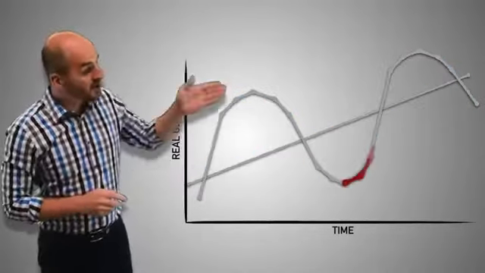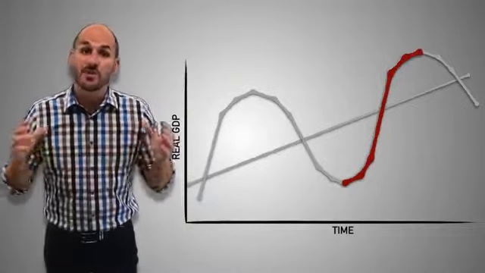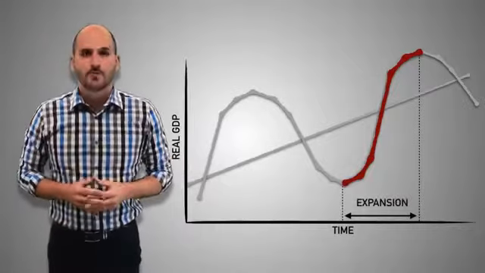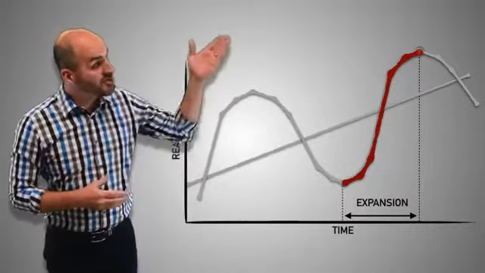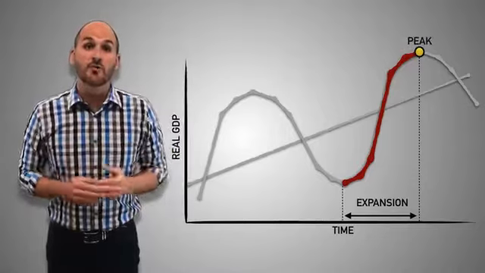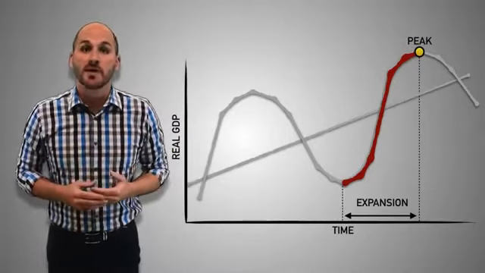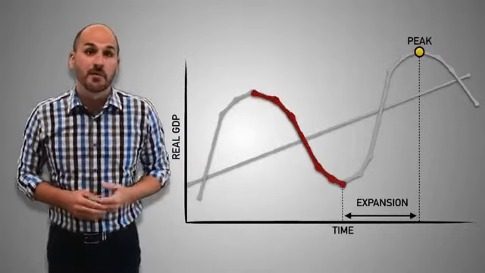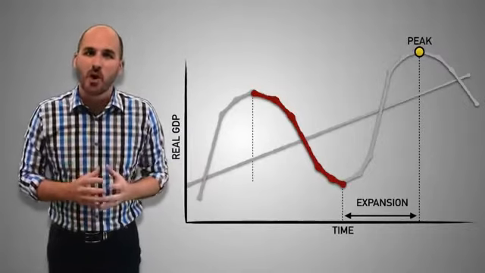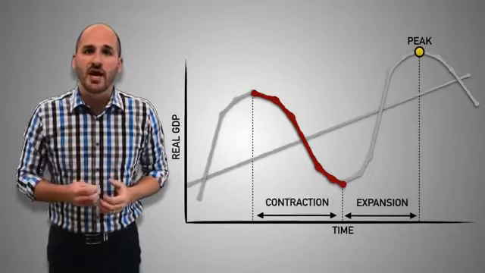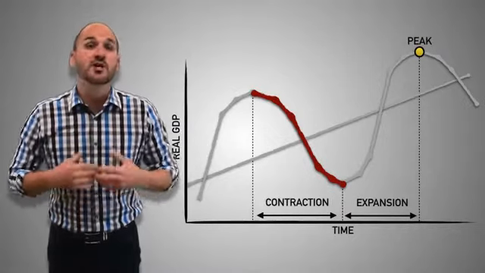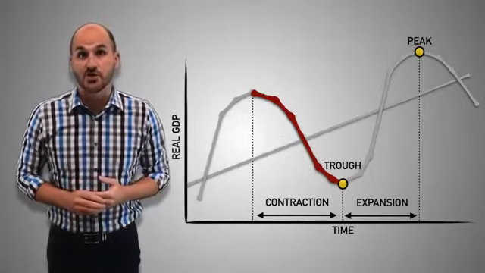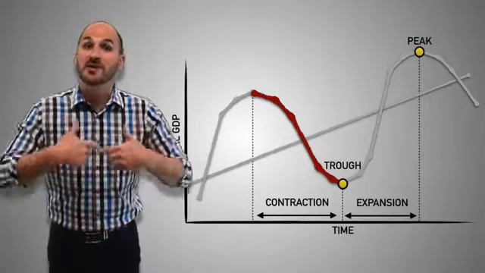Real GDP can increase over time, meaning the economy is growing and getting bigger. This is called a period of expansion or recovery. Real GDP will continue to grow until it reaches a peak, which is the highest level of real GDP growth before the economy begins to immediately contract. Real GDP can also decrease over time, meaning the economy is shrinking or getting smaller. This is called a period of contraction or recession. Real GDP will continue to shrink until it reaches a trough, which is the lowest level of real GDP contraction before the economy begins to immediately expand.